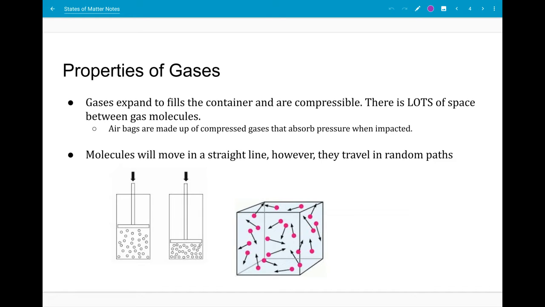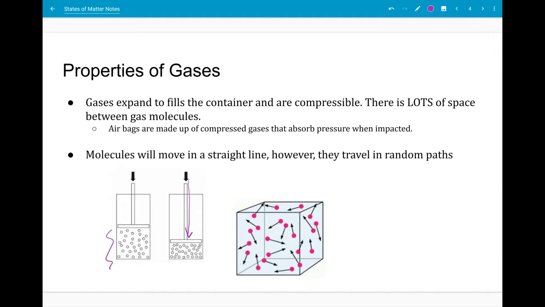So there are different properties of gases. Gases expand to fill the container and they're compressible. There's lots of space between gas molecules. Airbags are actually made up of compressed gases that absorb pressure when they are impacted. Molecules will move in a straight line, however they travel in random paths. So what you can see here is there's a lot of space between those gas molecules.